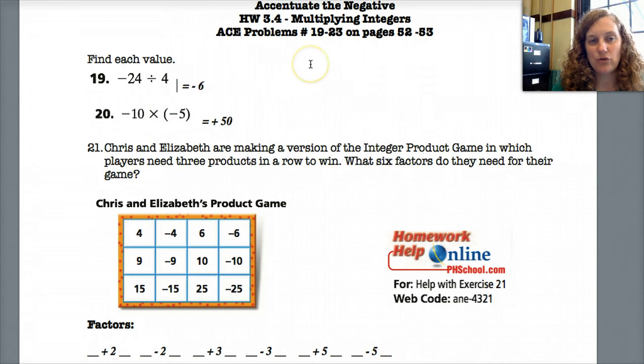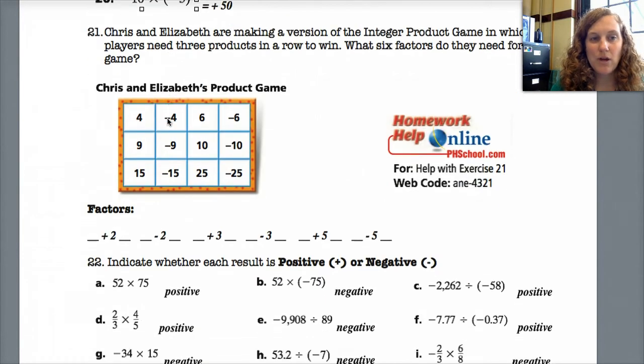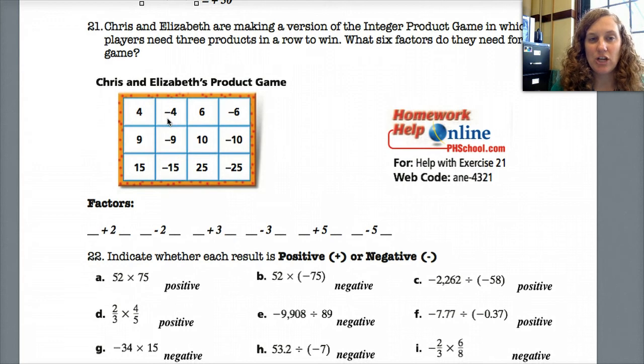So our homework was just reinforcing what we learned in class. 19 and 20 were just straight multiplication and division problems. Negative 24 divided by 4 is negative 6. Negative 10 times negative 5 is a positive 50. 21 is about the integer product game. They just changed it a little bit more.